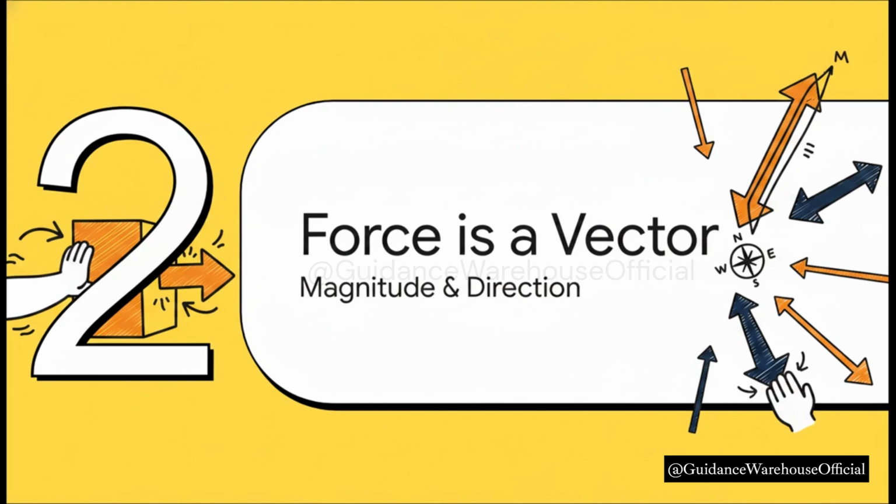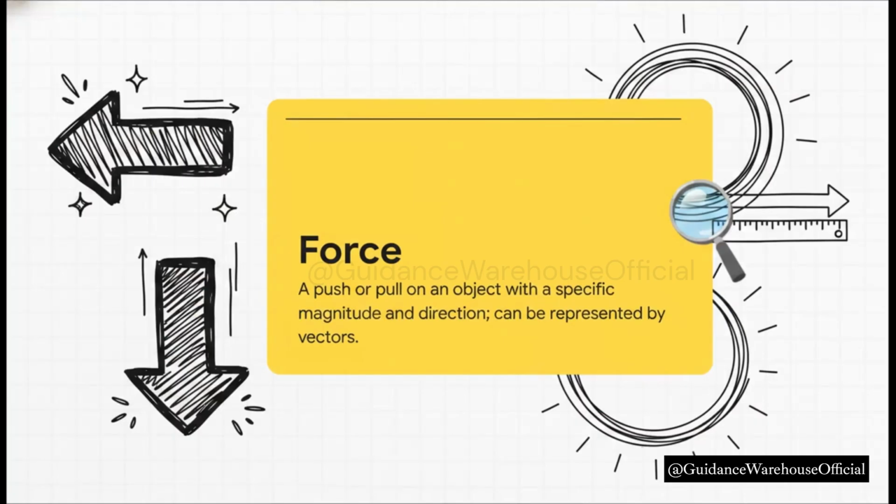Because it turns out it's not just about how hard you push, but also which way you're pushing. So here's the crucial point. To really define a force properly, you need two key pieces of information. You need its magnitude, that's the how strong is it part, and you need its direction, the which way is it going part. A push to the left is completely different from a push down, right?